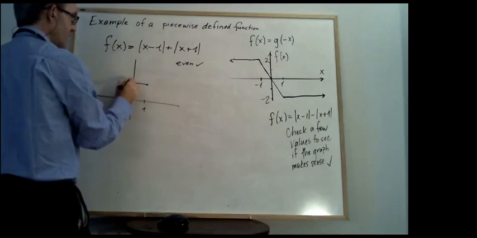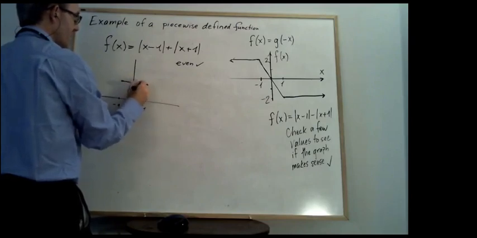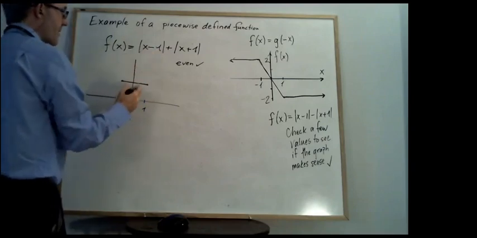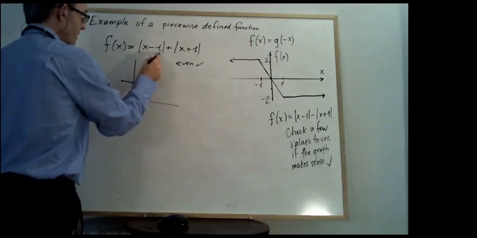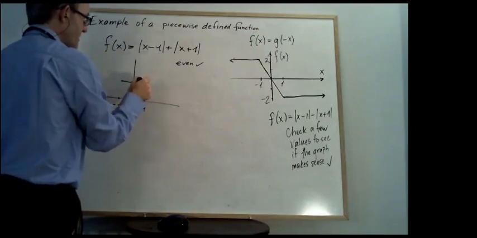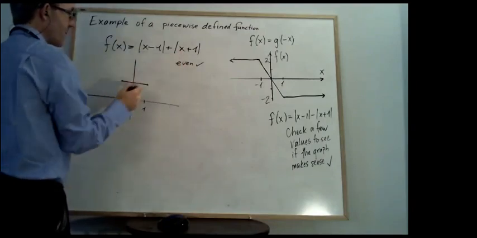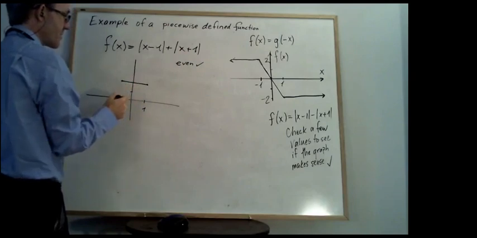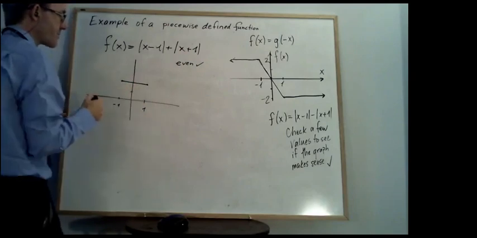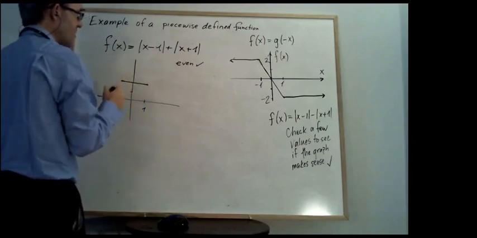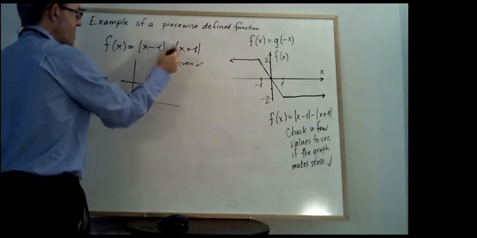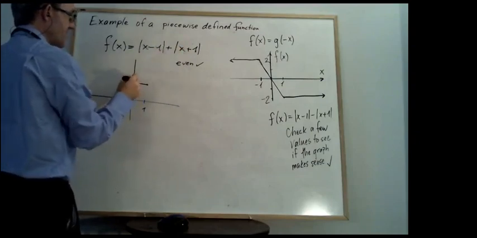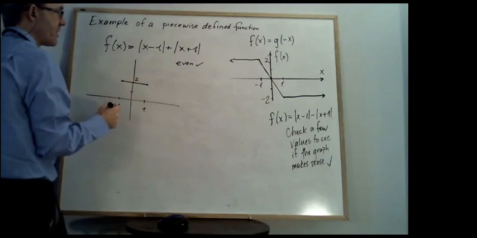How do I know it'll be a constant? It's because this factor will give a minus sign because it's less than 1, and this will have a positive sign because x plus 1 is bigger than 0. Here x minus 1 is less than 0. Because this is negative, this is positive, these x's will cancel, and I'll get a plus 1 plus 1, which is 2. So that verifies it's a constant there.